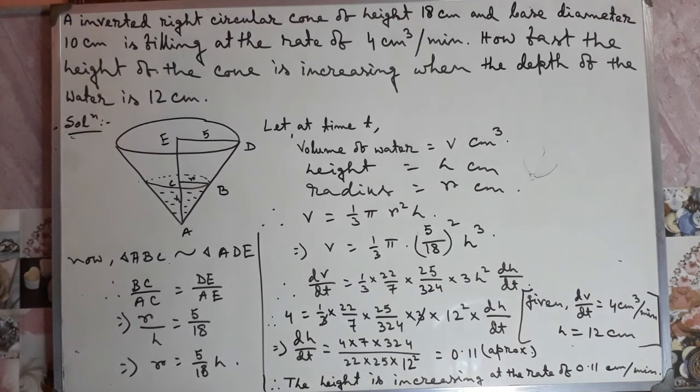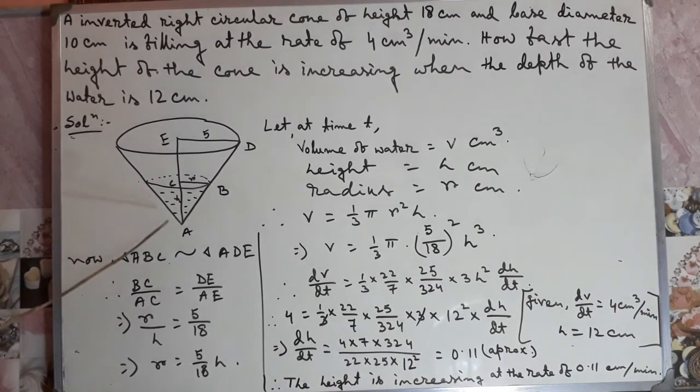Let at time t the volume of the water that is filled be V cubic centimeters, the height of that water be h, and the radius of the top level be r centimeters. So we can say that V is equal to 1/3 pi r squared h. That is the formula to find the volume of a right circular cone.